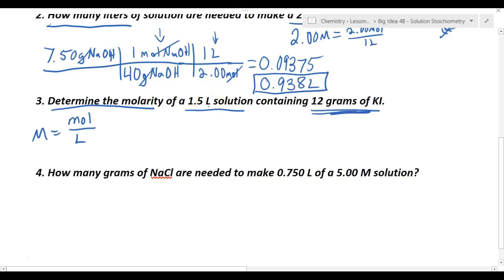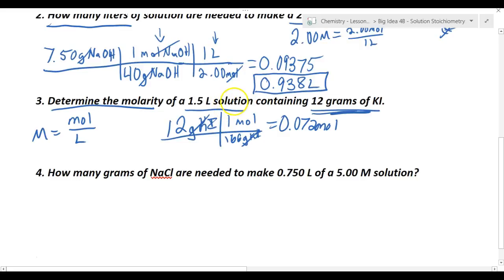And we have liters. So, given 12 grams of KI, we know that the molar mass of potassium iodide is 166 grams of KI per mole. Okay, so we can solve for that. Our grams of KI cancel out, and we end up with 0.072 moles.